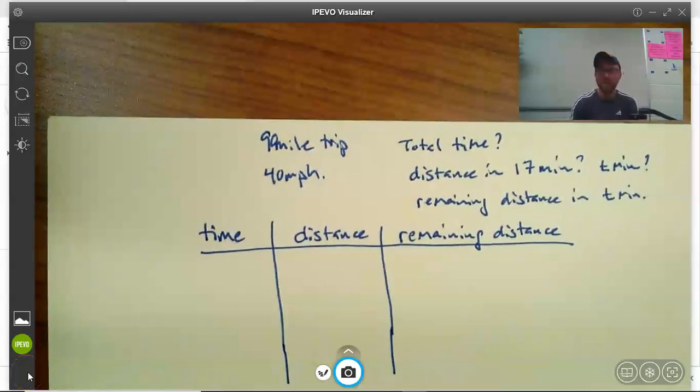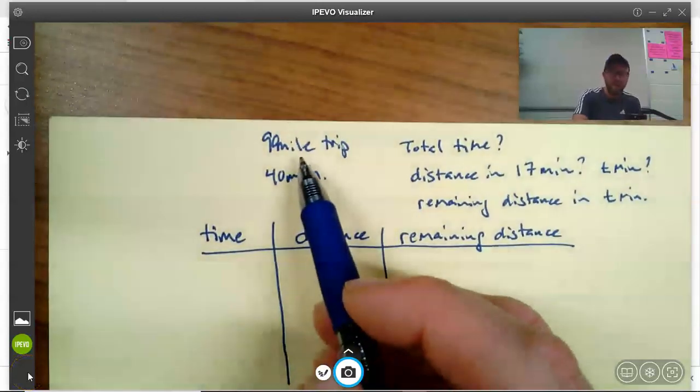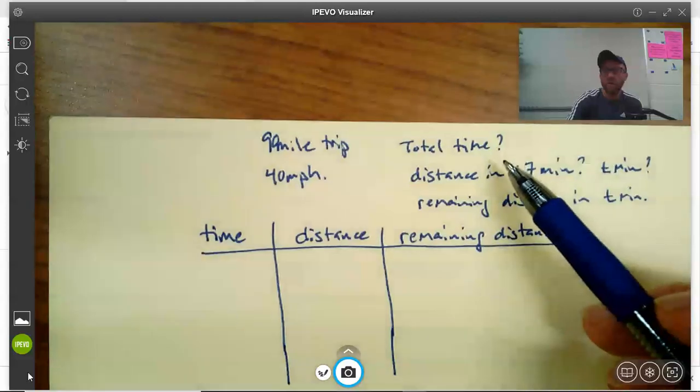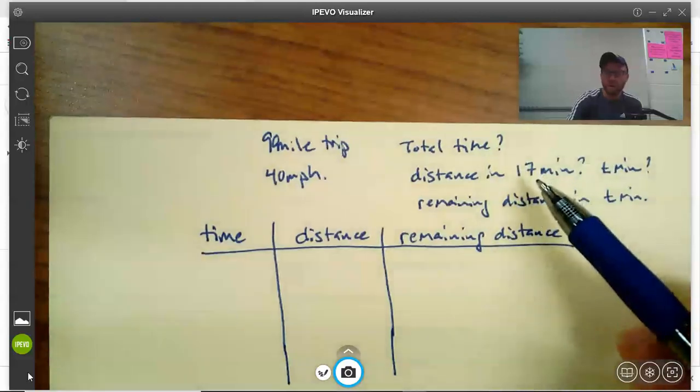Here we're taking a car trip. We're going to be driving 90 miles total. We're going to be traveling at 40 miles per hour. We have some questions. What will be our total time for the trip? How far do we travel in 17 minutes?